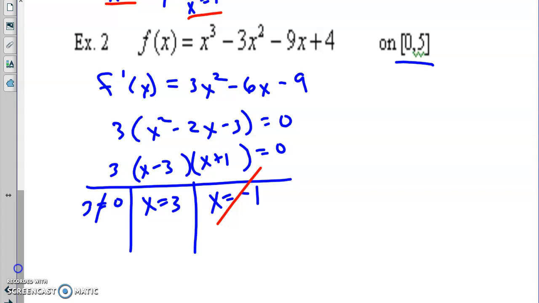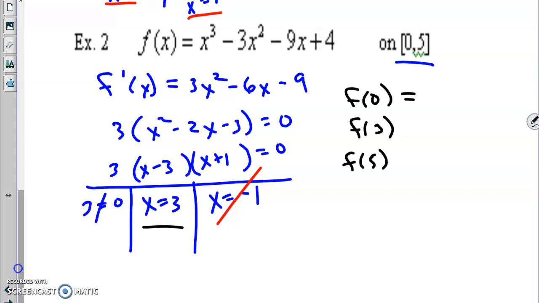But what we are going to do is test f of 0, f of 3, and f of 5, the endpoints as well as any critical number in the interval. 0 cubed, 0, 0, 0, 4. 3 cubed minus 3 times 3 squared minus 9 times 3 plus 4 is negative 23, pardon me. And then f of 5.